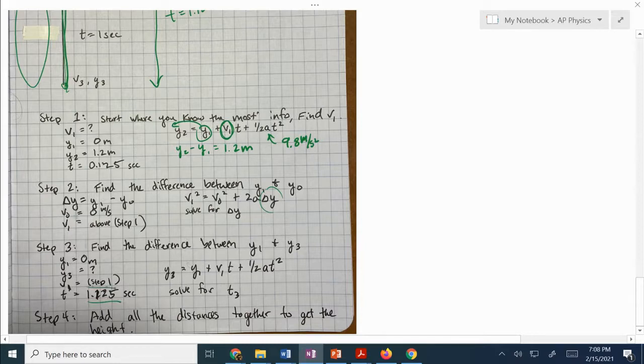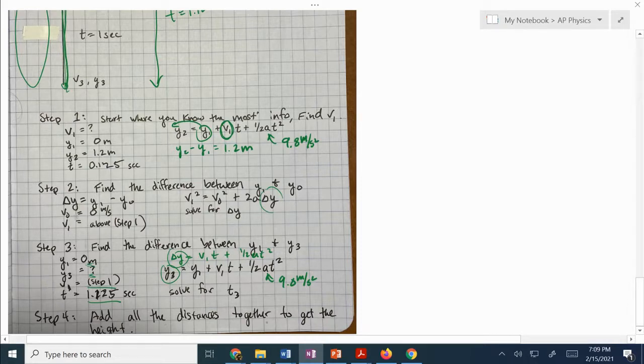I know the initial velocity is v1, which I found in step one. I don't know what y3 is, and I'm going to just go ahead and set y1 equal to 0 again. Same reasoning as step one. I could also just rewrite this equation as delta y is equal to v1 t plus 1 half a t squared. Again, our acceleration is positive 9.8 meters per second squared. We know our time, and so again, now we could just solve for delta y, or y3, however you want to look at it.